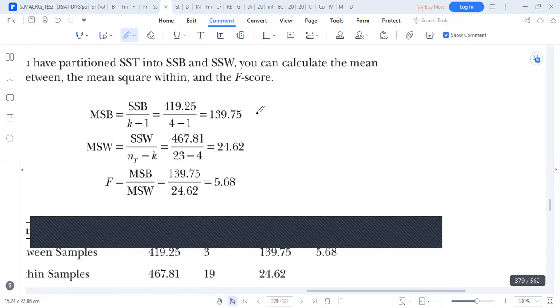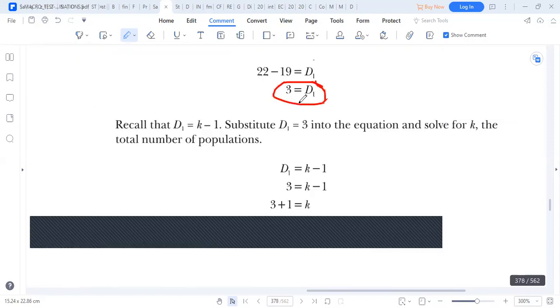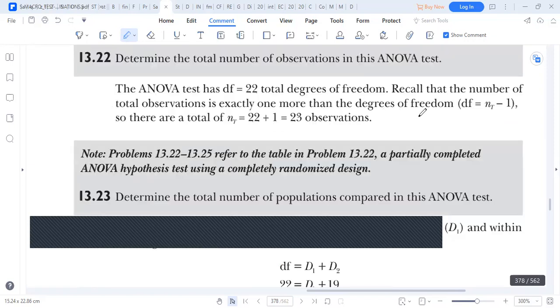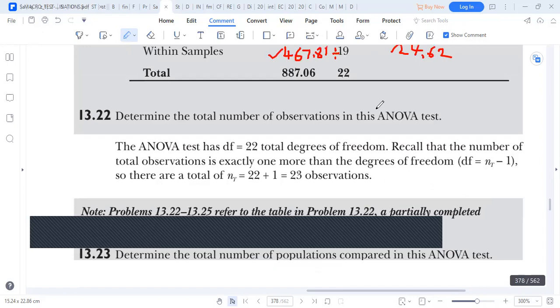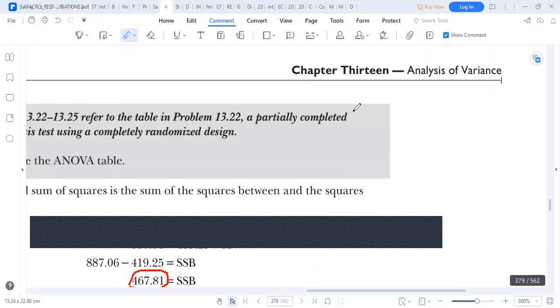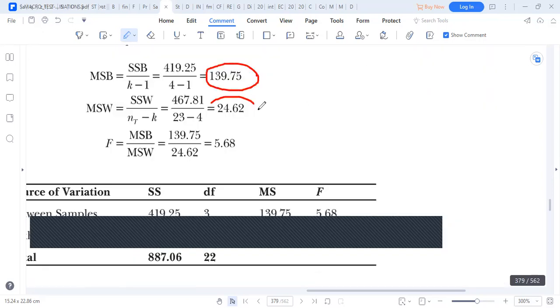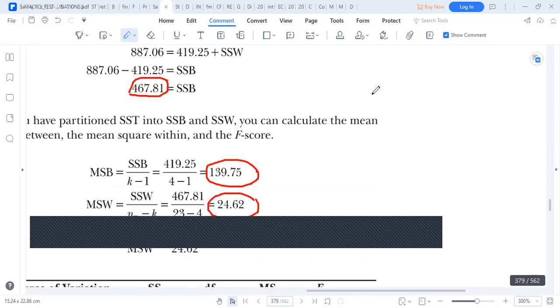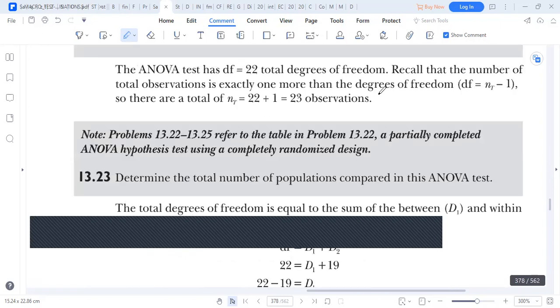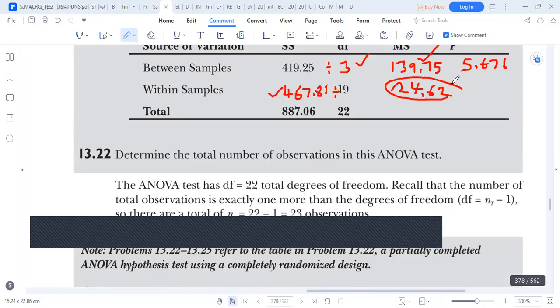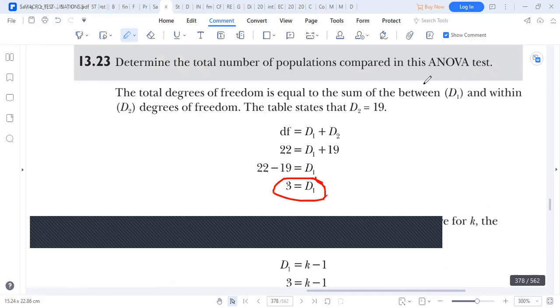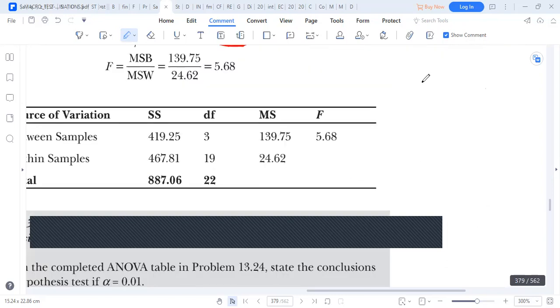139.75. What did you get? 139.75, correct. And what else did you find? 24.62. Let's see what you found. Exactly 24.62. And 5.68. So this correct, this correct, this correct.